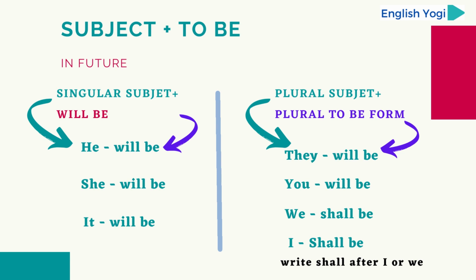We write shall after I or we, but if we write will with we and will with I, these sentences will not be wrong. But for more perfection, we can write shall after I or we.